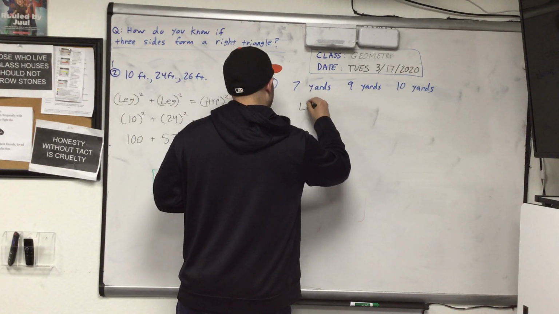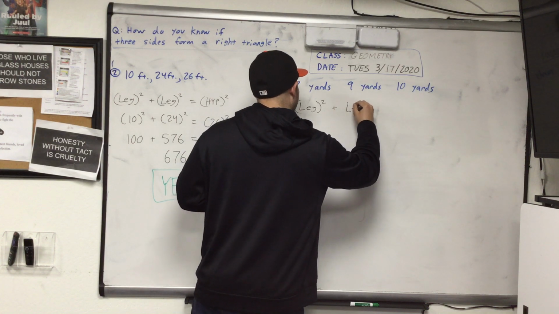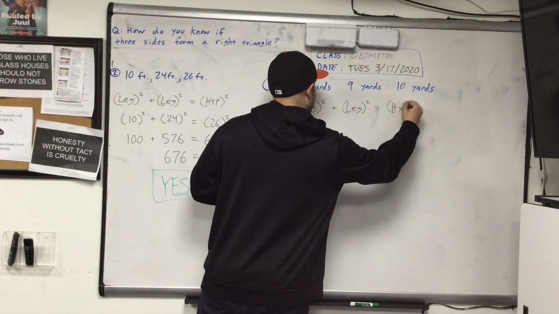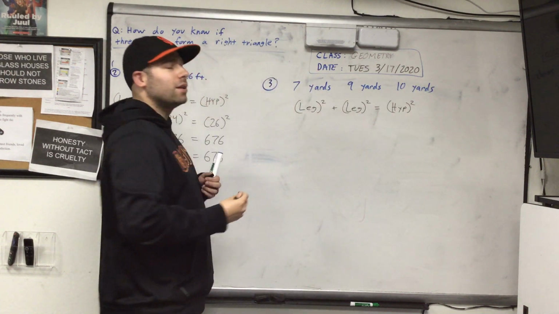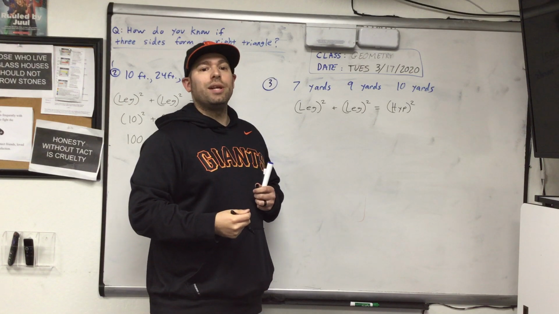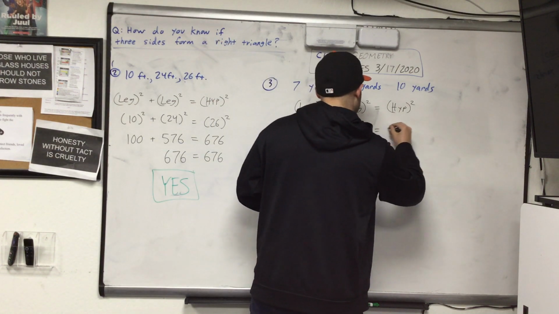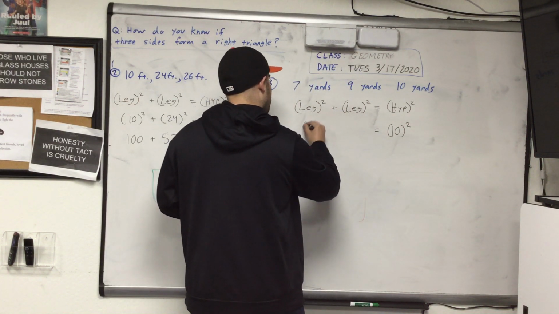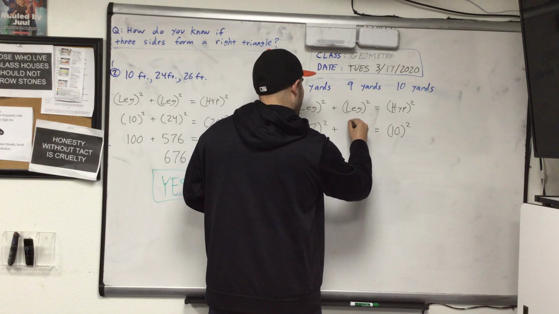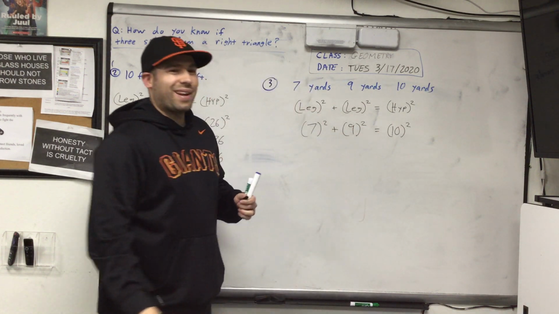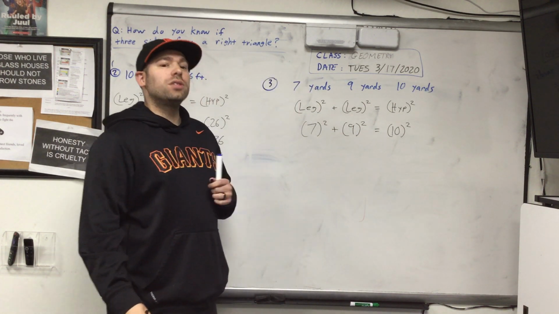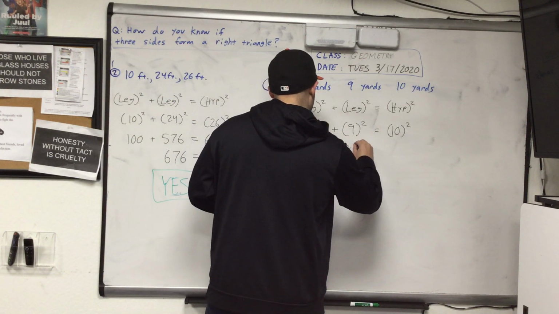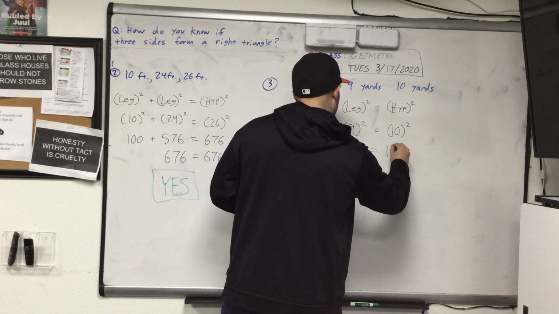Well, once again, the Pythagorean theorem states leg squared plus leg squared equals hypotenuse squared. So the longest side of these three is 10. So I've got 10 squared. Let's compare that to 7 squared plus 9 squared. Well, I could do this without a calculator. 7 squared is 49. 9 squared is 81. And 10 squared is 100.